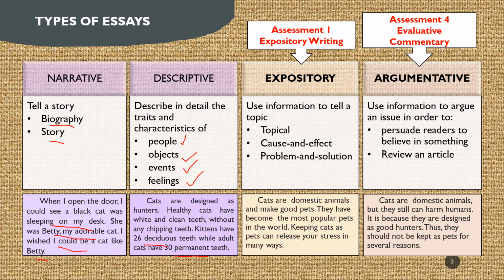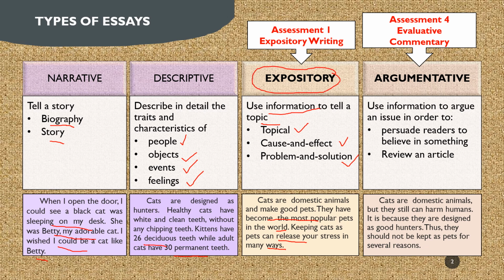The third one is the expository essay. It uses the information to tell a topic, in the form of a topical essay, cause and effect, and also problem solution. For example, cats are domestic animals and make good pets. They have become the most popular pets in the world. Keeping cats as pets can release your stress in many ways. So this expository essay is your first assessment, which will be sitting in week 6.